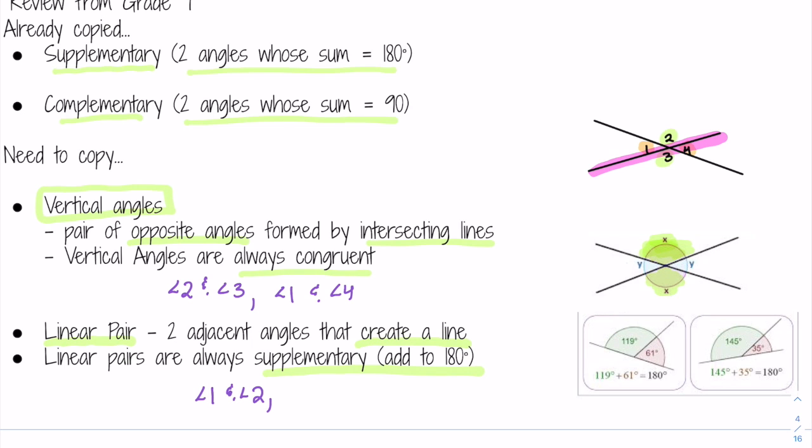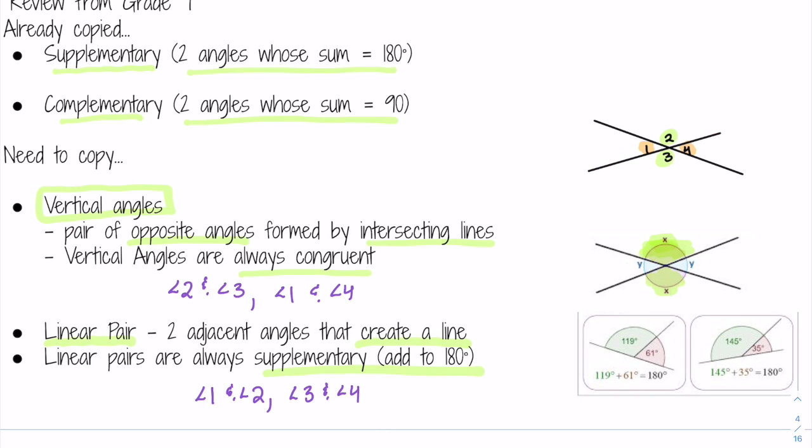If I were going to look on the bottom of that line, I see angle 3 and angle 4 would also create that straight line. So angle 3 and angle 4 are a linear pair, which also means they're supplementary. So 3 and 4 have to add up to be 180.